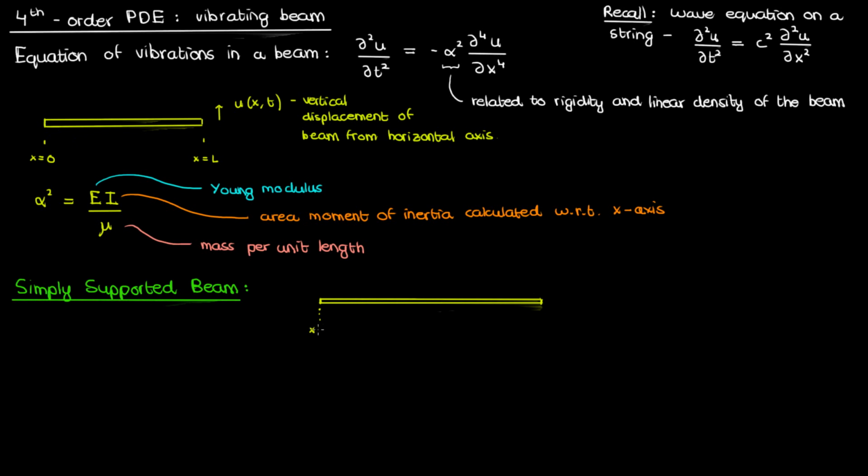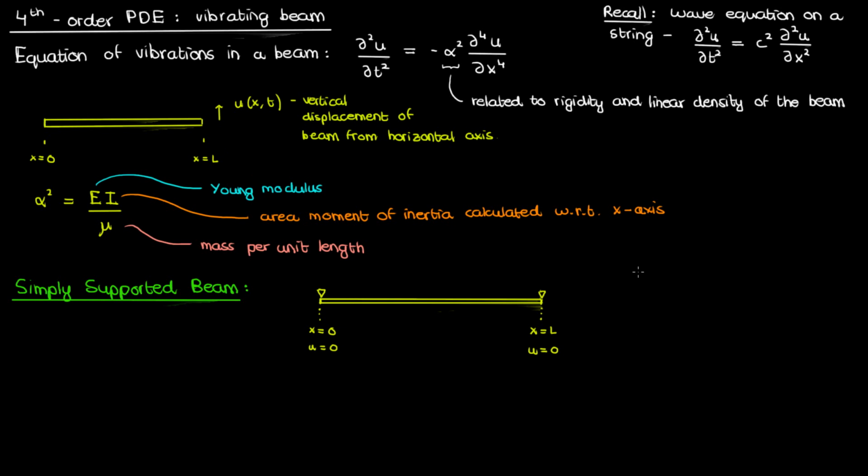So here's a beam again of length L, and when I say it's simply supported, I mean that it's a beam that's fixed at two ends such that u is 0 at both x equals 0 and at x equals L. It's fastened at the two ends. So these boundary conditions should be obvious from the fact that the beam is fastened at the two ends.